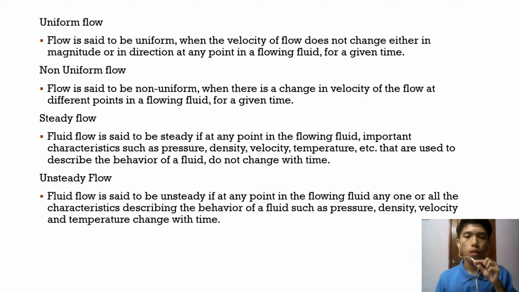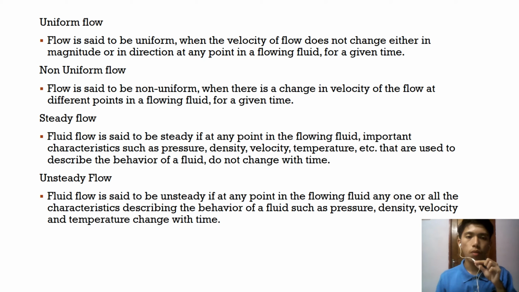Non-uniform flow. Flow is said to be non-uniform when there is a change in velocity of the flow at different points in a flowing fluid for a given time. For example, the flow of liquid under pressure through a long pipeline of varying diameter is referred to as non-uniform flow.